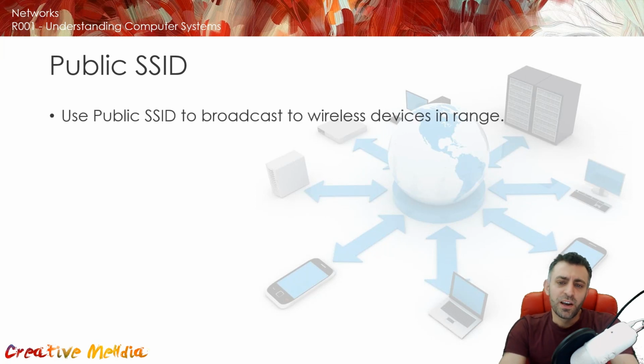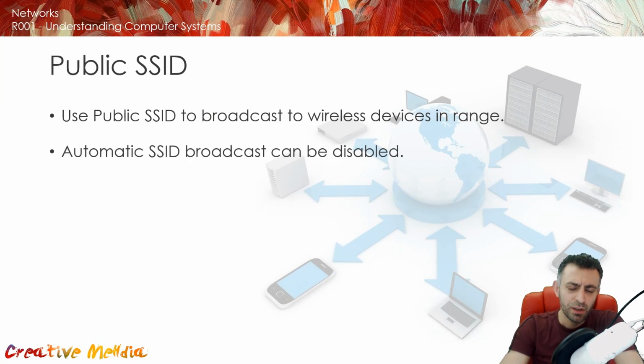So with a public SSID, you're setting it to broadcast your wireless network everywhere within a specific range. That means the devices in the range of your wireless network can access and connect to your wireless network. Automatically, this is set to a default value. It could be a name with 01 or a specific number at the end of it.